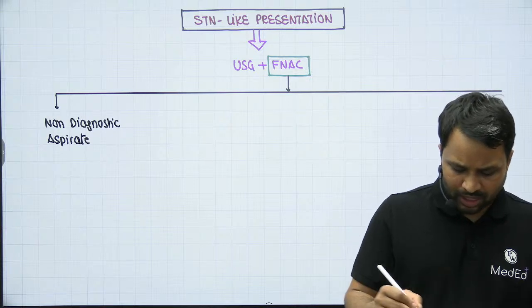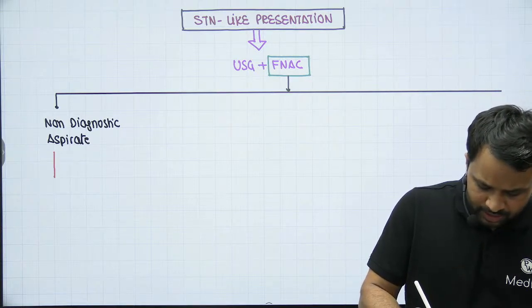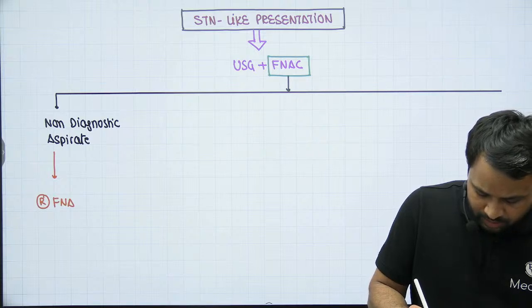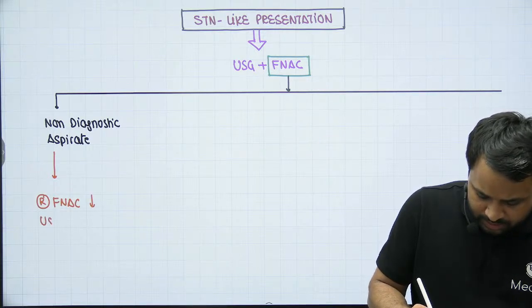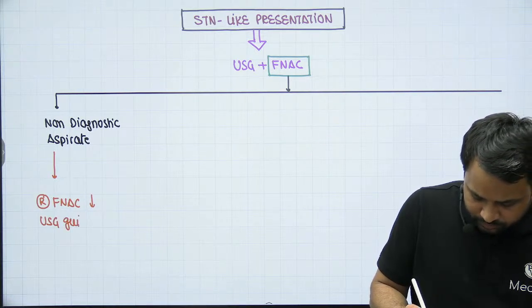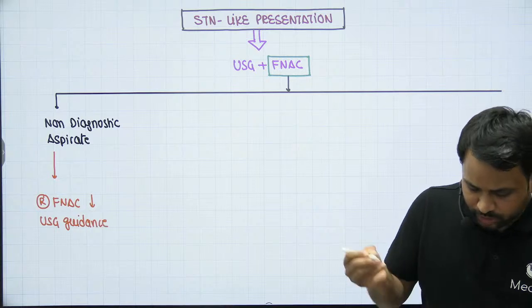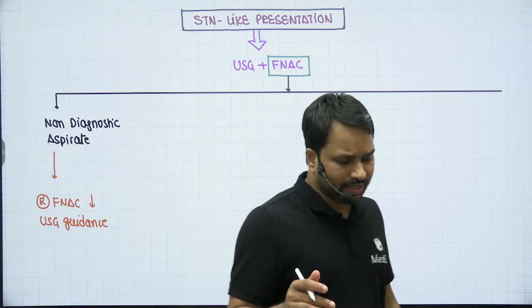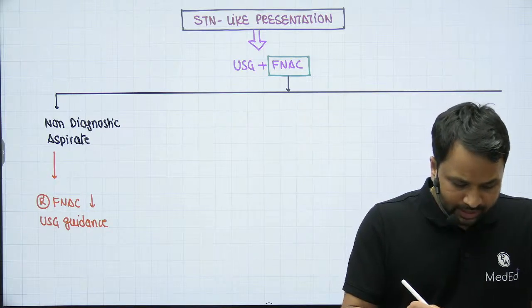So whenever you have a non-diagnostic aspirate, you have to repeat FNAC under ultrasound guidance. When you do it under USG guidance, the probability of diagnosing that lesion becomes quite easy. That is if you have a non-diagnostic aspirate.